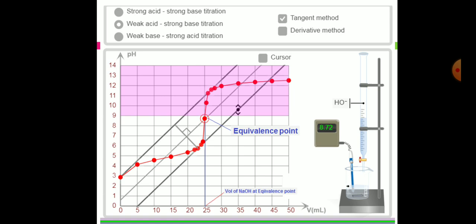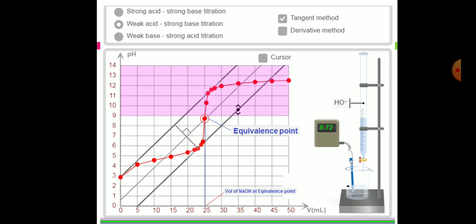So, this is a graphical tangent method in which we have plotted the graph between volume of NaOH added, which is on the x-axis, and pH on the y-axis. We have got a sigmoid curve. Then we have plotted two tangents. These two parallel lines should be tangents, and they are plotted in the vertical steep portion of the titration curve.